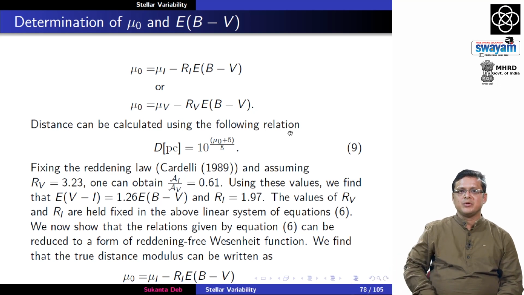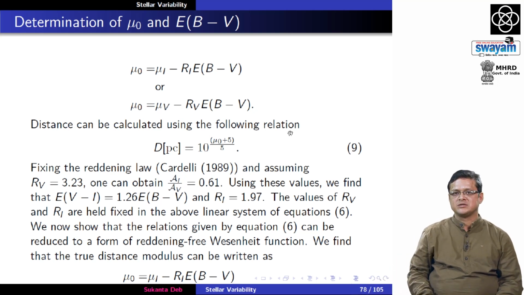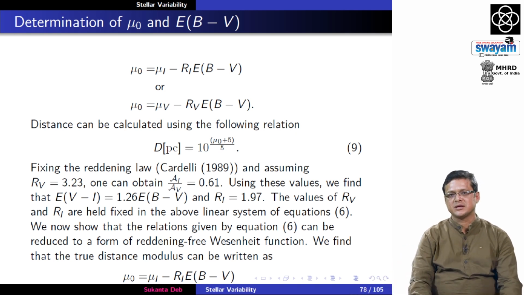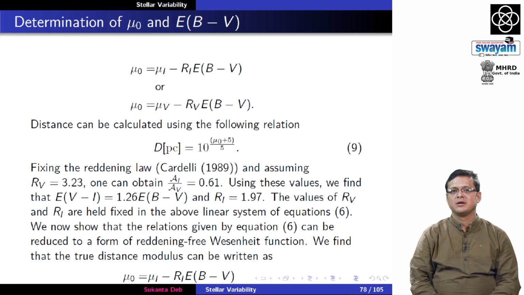μ0 = μI − RI E(B−V), or μ0 = μV − RV E(B−V). Distance can be calculated using the following relation. The distance in parsec is given by 10 to the power (μ0 + 5)/5.